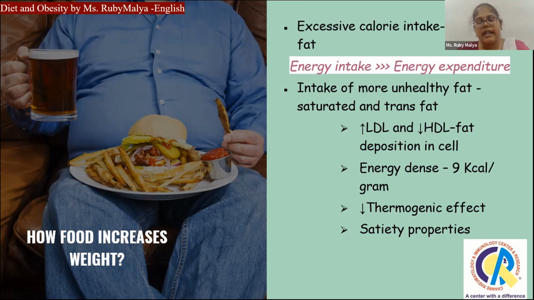Another thing is that fat is an energy dense compound. 1 gram of fat gives you 9 kilocalories. So let's assume you are adding extra 2 spoons of oil in your food. In 1 teaspoon you will be getting 5 grams of fat. In 2 teaspoons you will be getting around 10 grams of fat. So when you consume this, you are getting around 90 kilocalories of energy, just by taking 2 spoons of oil.